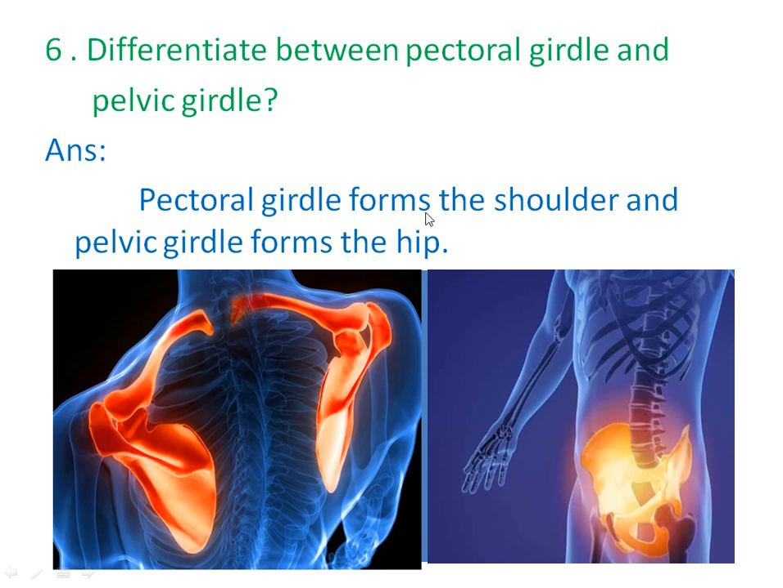The pectoral girdle forms the shoulder and the pelvic girdle forms the hip. See, this picture is an example for the pectoral girdle. This part we call the pectoral girdle, and it forms the shoulder. And this is the pelvic girdle, which forms the hip. This is the difference between the pectoral girdle and the pelvic girdle.